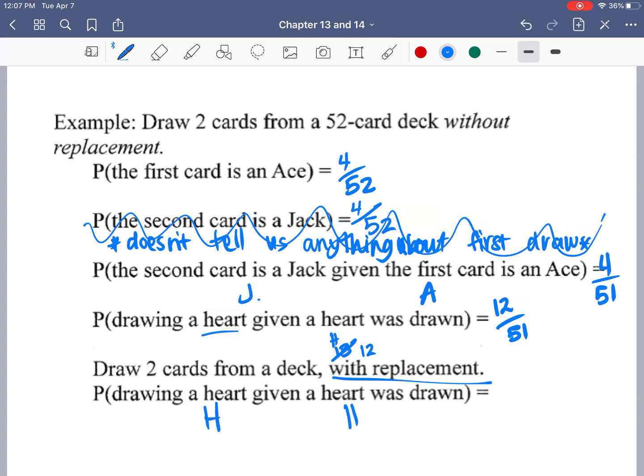We can do it with replacement. The probability of drawing a heart, given the first was a heart, well, that first was a heart, but it was put back in, so I don't care what happened with that first draw. The probability of drawing a heart is 13 out of 52.